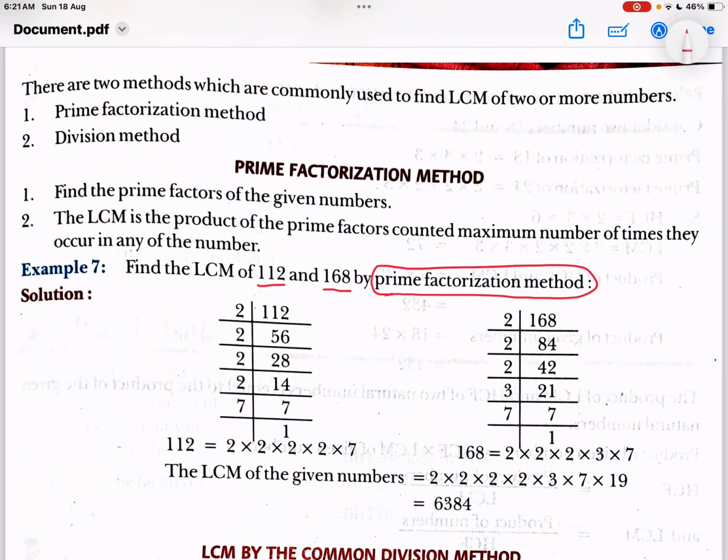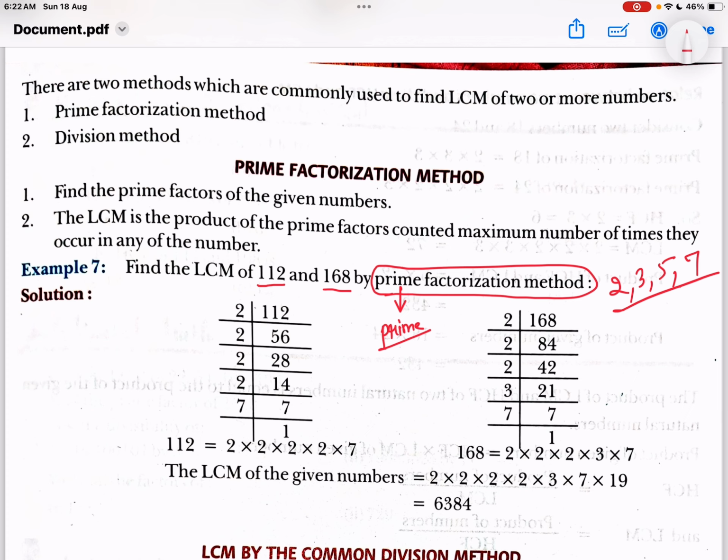Prime factorization means we have to factorize the given number till the limit where all the numbers we get are prime numbers. Prime numbers are the numbers which are divisible by 1 and by themselves only. Like 2 is a prime number, 3 is a prime number, 5 is a prime number, 7 is a prime number, which cannot be divided by any other number.